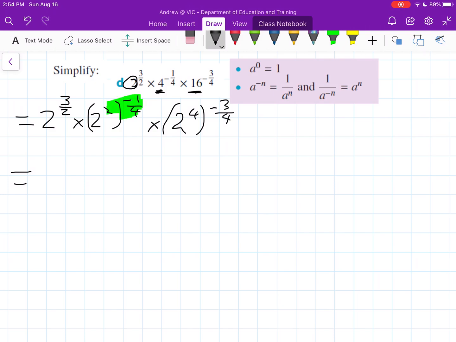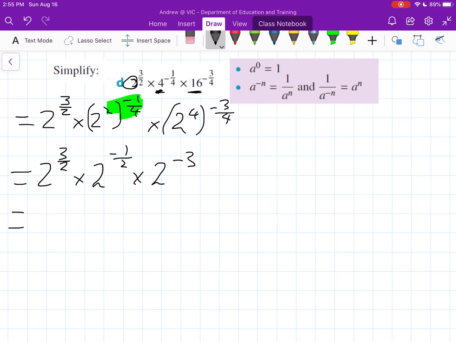So this is just multiplying these two numbers together whenever you're dealing with brackets. So it becomes 2 to the power of 3 over 2 times 2 to the power of negative 2 on 4, which simplifies down to negative a half, times 2 to the power of 4 times negative 3, which is negative 12 on 4, which simplifies down to negative 3. Okay? So now we've all got the same base.